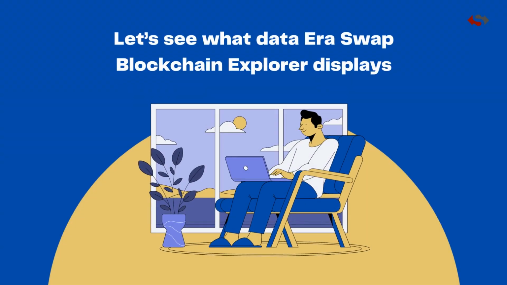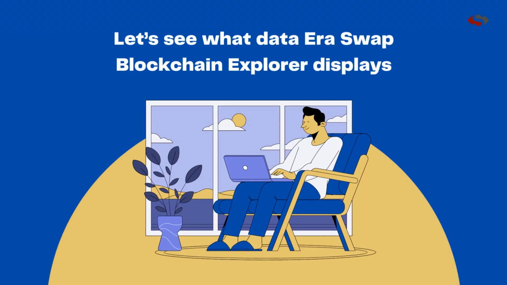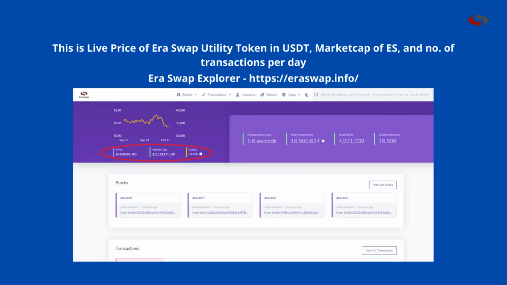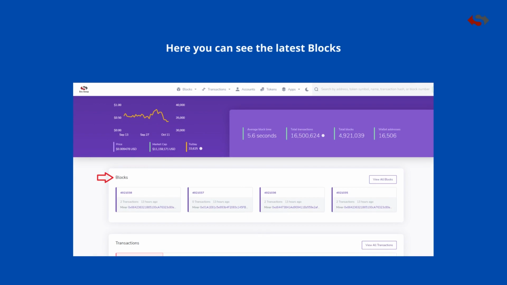Let's see what data Eraswap Blockchain Explorer displays. Here you can switch to dark and light mode. This is a live price of Eraswap utility token in USDT, market cap of ES, and number of transactions per day. Here you can see the latest blocks.